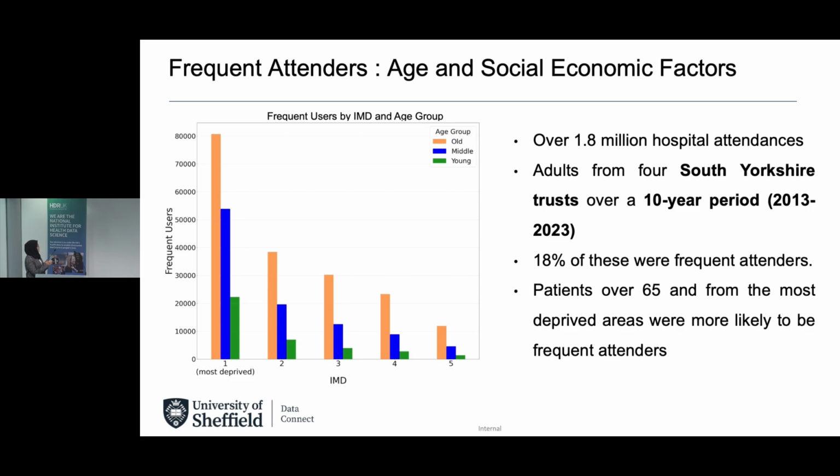Out of the 1.8 million attendances, we found that there are 18% frequent users. We define the frequent users to be those users with 5 or more visits in a year. And our analysis was very quick using our OMOP database, compared to similar analysis we ran without it. The main takeaway message was that age and socioeconomic deprivation level were main factors. Basically, patients over 65 years old and from the most deprived areas were more likely to be frequent users.